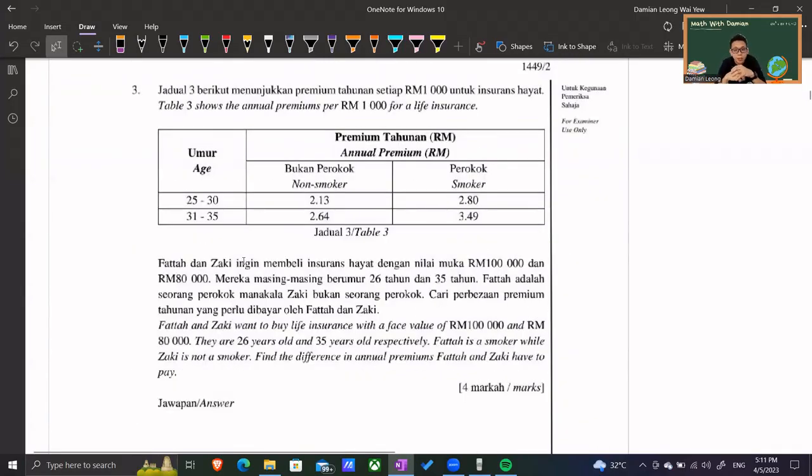And question 3. I have the premium rate per 1,000 for life insurance here. Fata and Zaki want to buy life insurance with face value 100,000 ringgit and 80,000 ringgit respectively. They are 26 years old and 35 years old respectively. Fata is a smoker, while Zaki is a non-smoker. So find the difference in annual premium Fata and Zaki have to pay. The difference between what they have to pay.